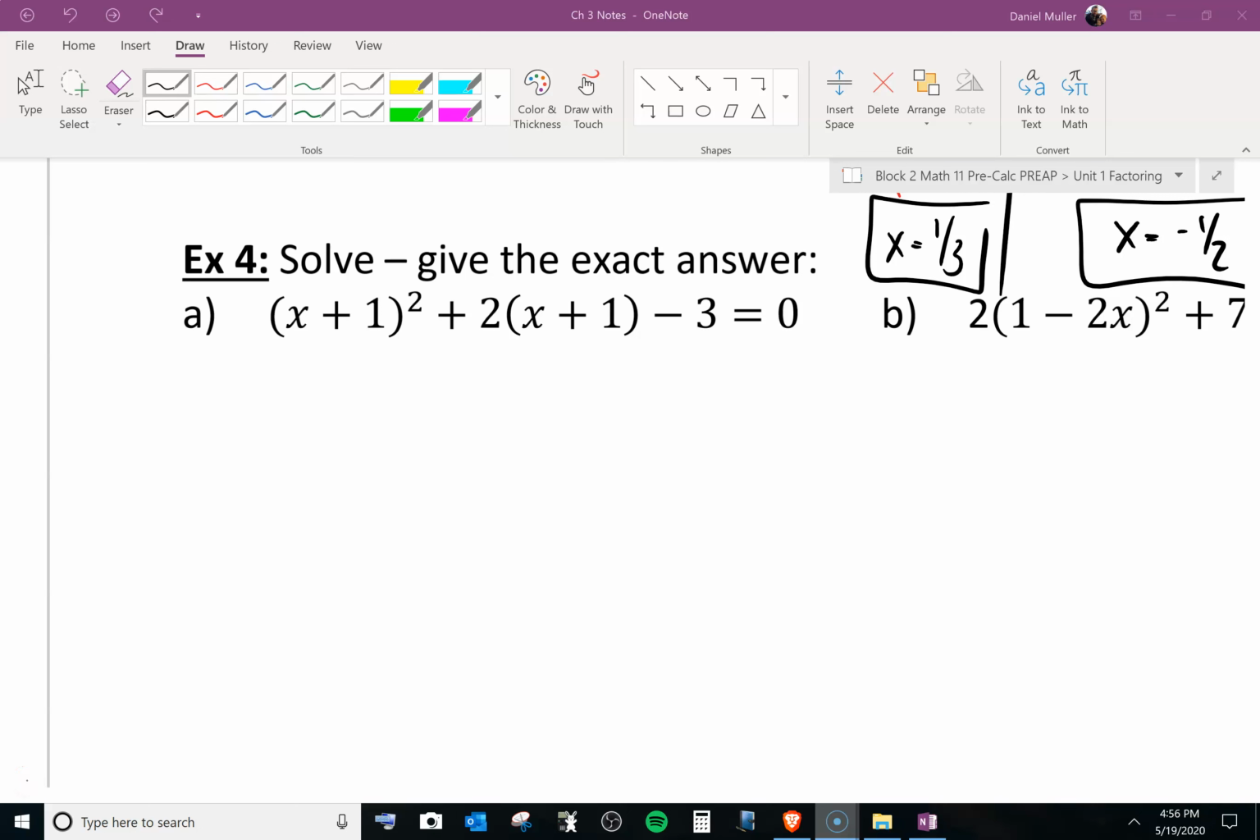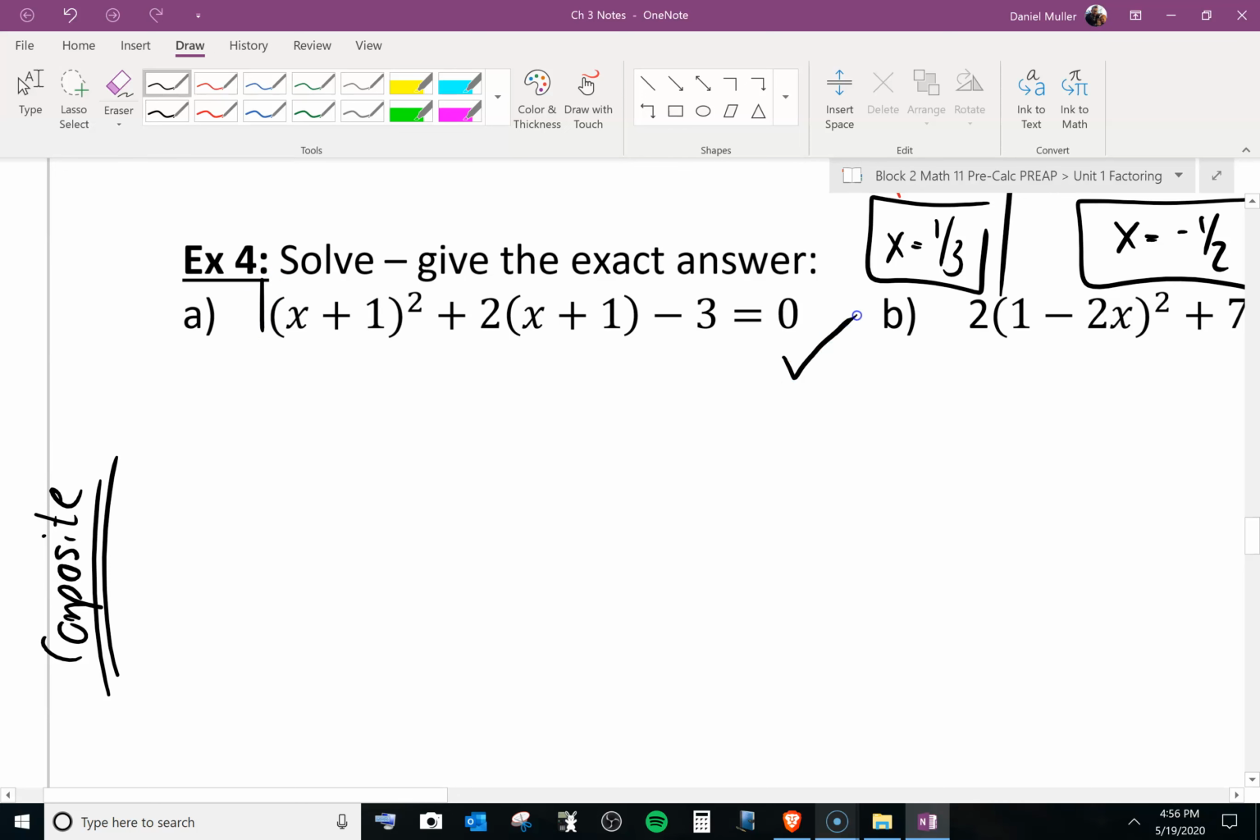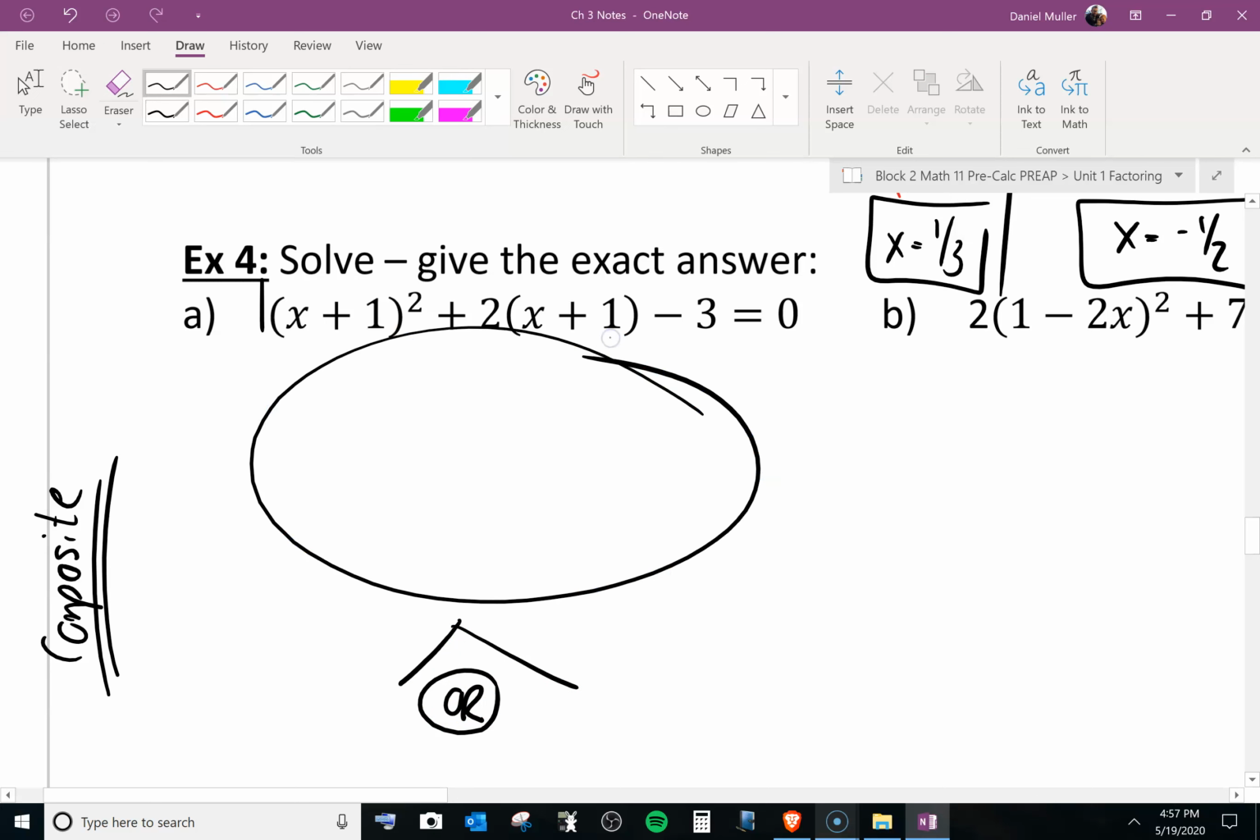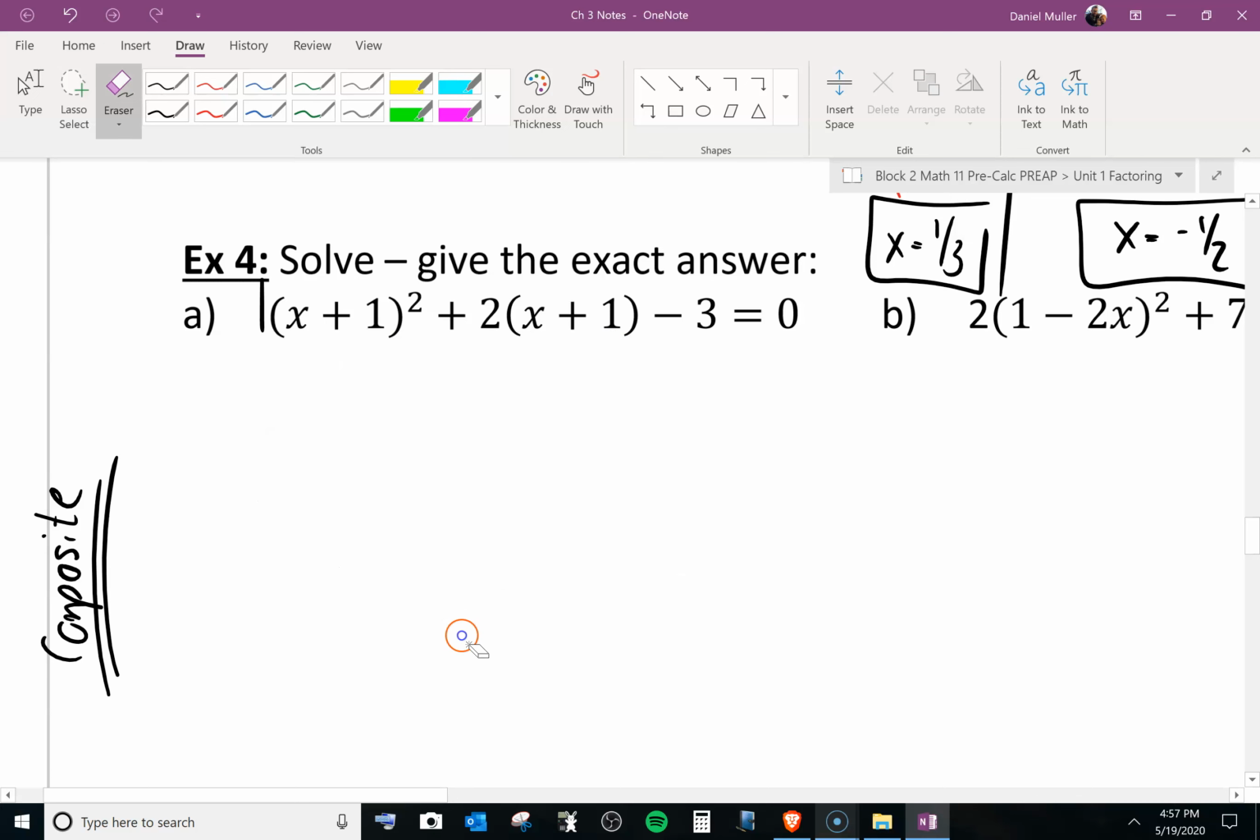Okay, the last of these solve by factoring questions is example 4. There are 3 of them, and what makes these ones different is that they are composite. But what does that actually mean for us? Well, really nothing. So we need to make sure that just like the previous ones, we set it equal to 0. That's done. Check. And then we need to factor, and then we need to do 2 equations, this or that. So that's what we're hoping for. However, this factoring, because it's composite, has maybe an extra step or 2.